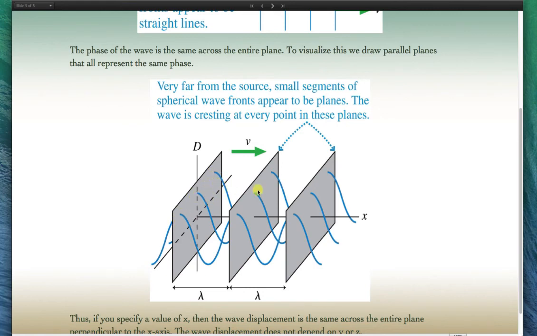And then if we go to the next plane, all the blue graphs are also at a maximum here. So every single point on this plane is at a maximum amplitude. And then same as this one here. Every single point on this plane is at a maximum amplitude. We can kind of imagine maybe a dotted plane in between these two, where all the points on that plane would be at a minimum, a negative displacement from equilibrium.